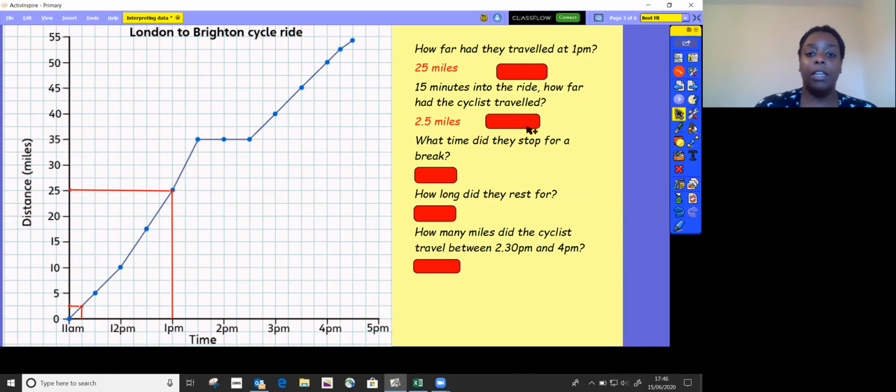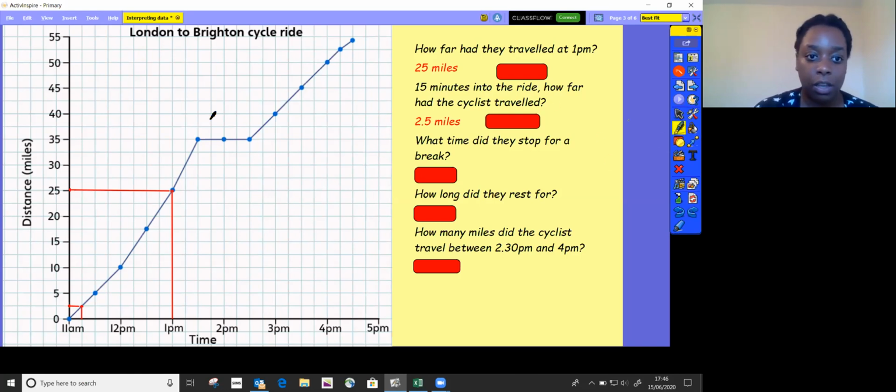Okay. Next question. What time did they stop for a break? Now, a line graph is showing their distance over time. So anytime that the line flattens out, it means that they are no longer traveling, but time is still passing. So we can assume that they're on a break. And the only time that happens is right here.